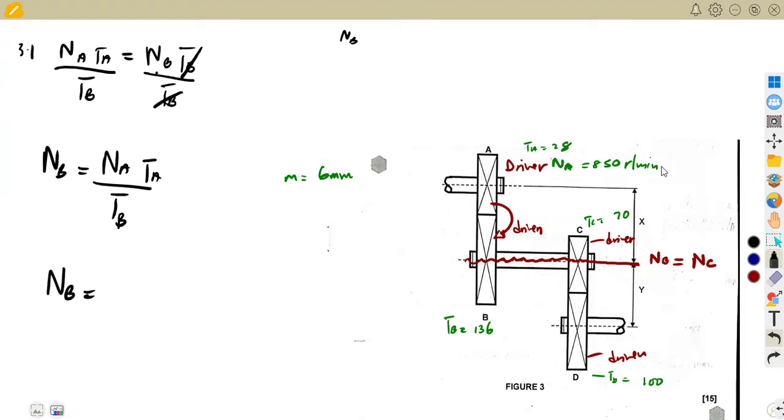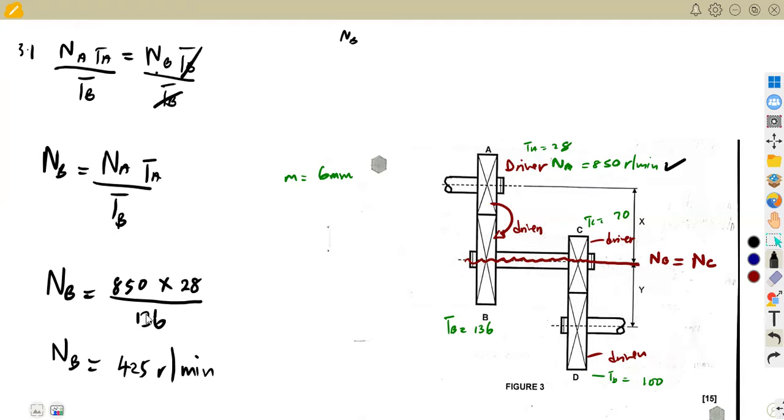We just substitute, guys. We have got everything, 850. So this one is the simplest question, times 28 over TB, which is 136. So this one is the simplest question, guys. I do not want to lie. So that will be 425 revs per minute. All right, so that's our NB.